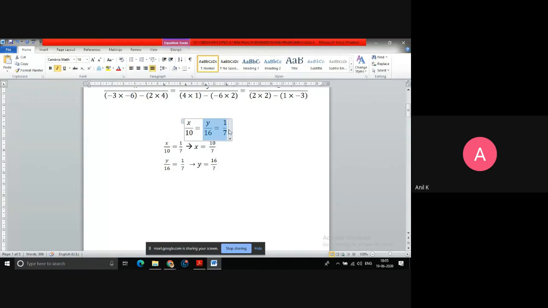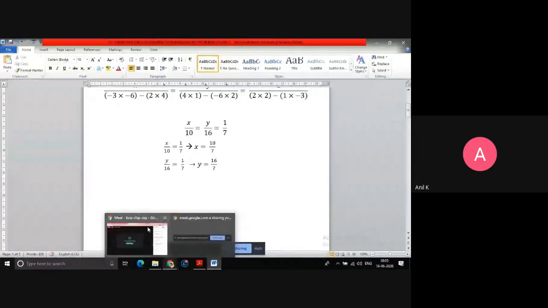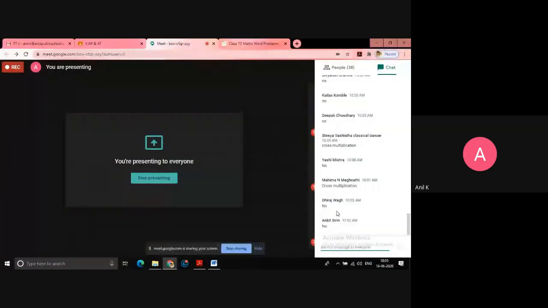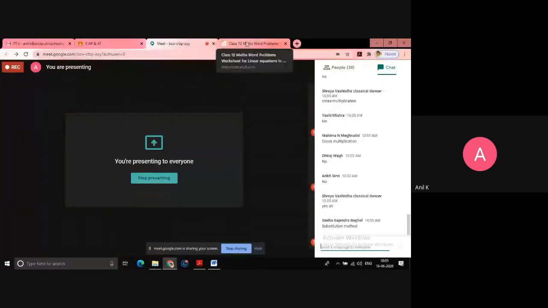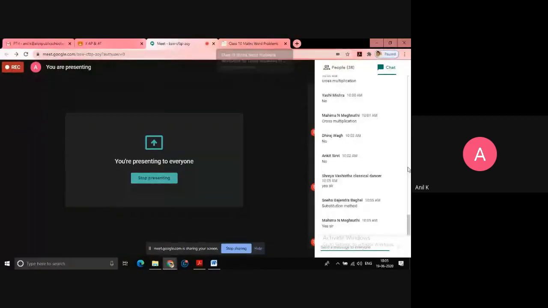And similarly, take these two as equal. y upon 16 equals 1 upon 7. So then y is going to be 16 upon 7. Is that clear? Is that clear, Shreya? Mahima and Shreya. Cross multiplication is one of the easiest methods to solve. Now the substitution method is just that you get the x value or y value and substitute it in the equation.